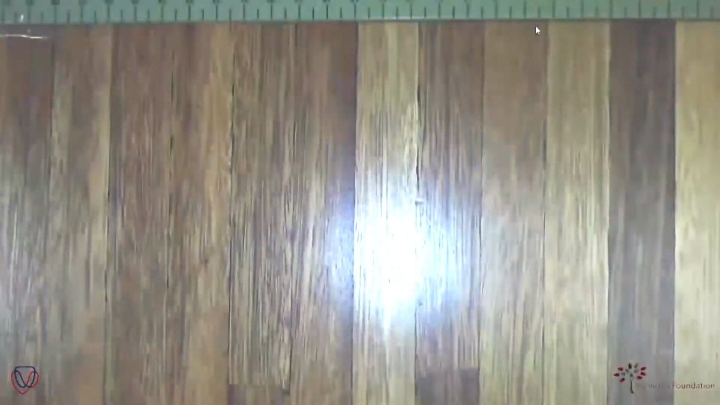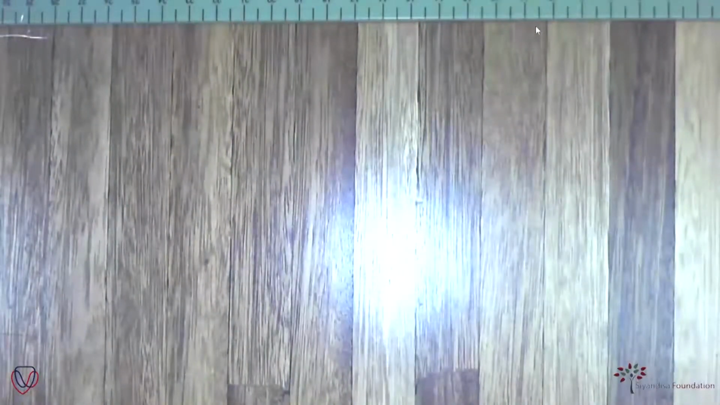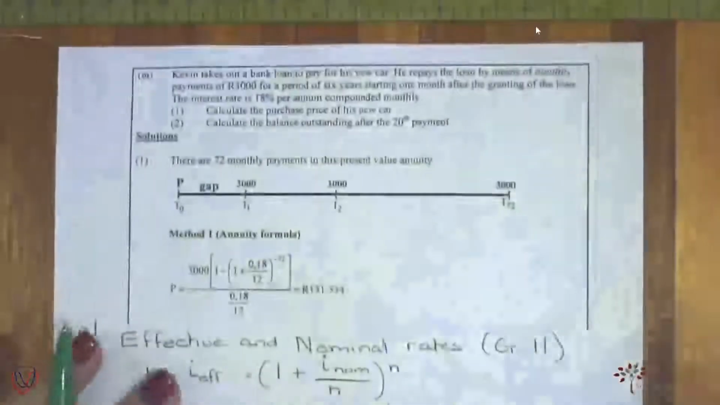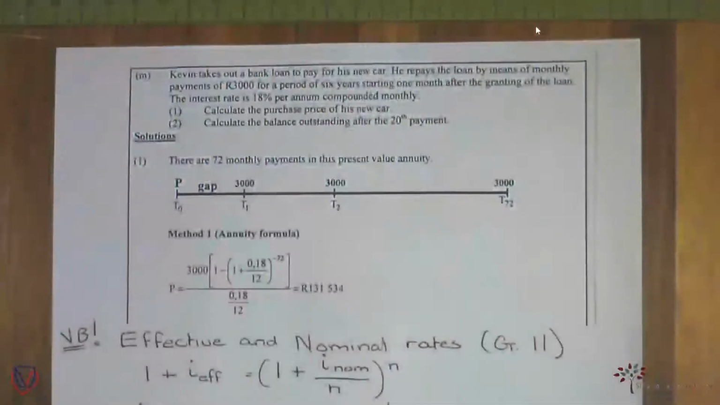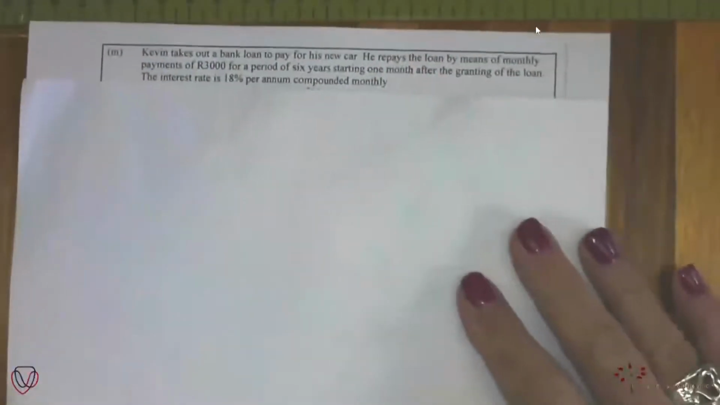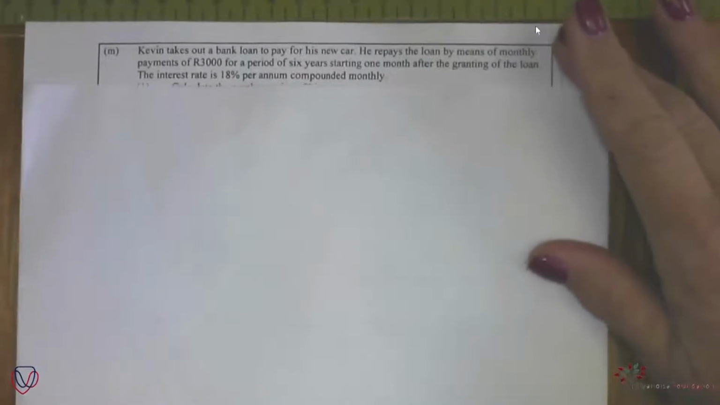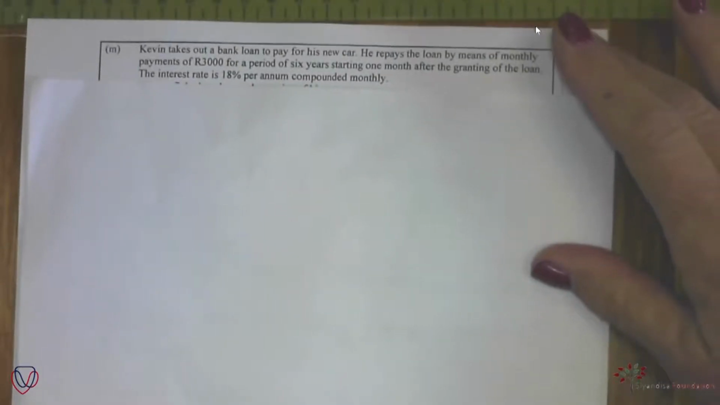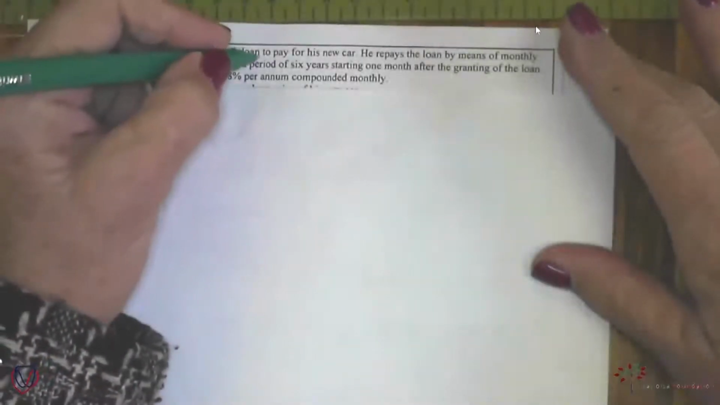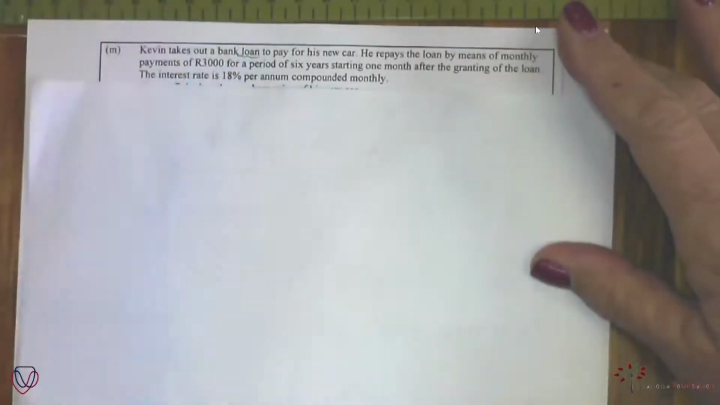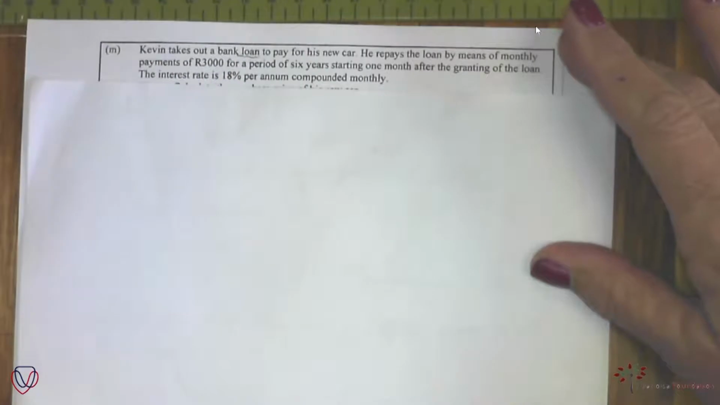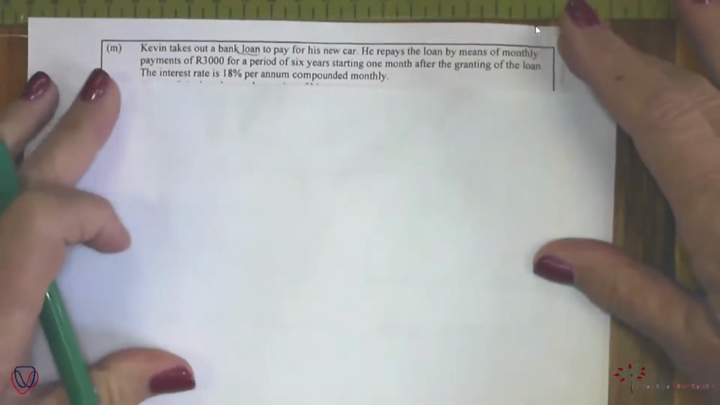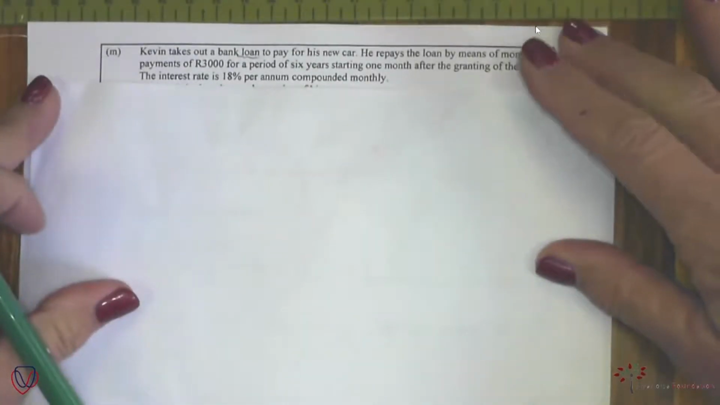Another one quickly. And let's have a look at this one. Kevin takes out a bank loan to pay for his new car. Aha! Can you see the loan? In that previous sum, the lady invested her money, and then she received the interest. But in this case, it's a loan, but you use the same formula for both of them.